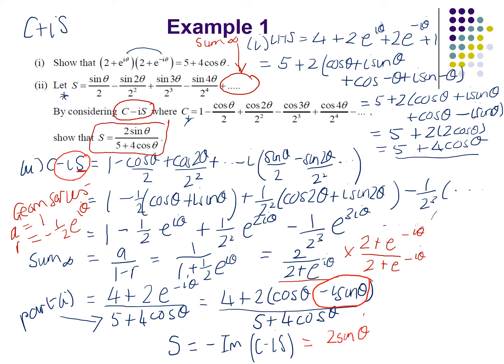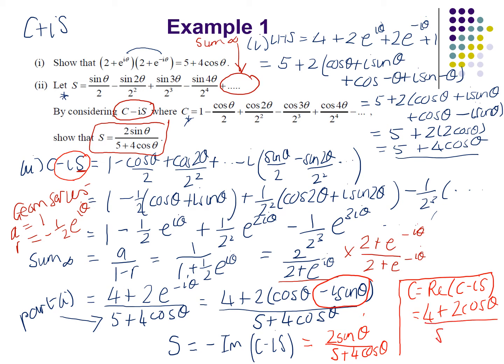Remember, when you're picking the imaginary bit, you don't write i, over 5 plus 4 cos theta, which is the answer that I wanted. If it did ask me for what C was, okay, it hasn't, but just as a little aside, C is the real part of my C minus iS. So let's pick that out. That's going to be 4 plus 2 cos theta over 5 plus 4 cos theta. So I get the C and the S for free by doing that.